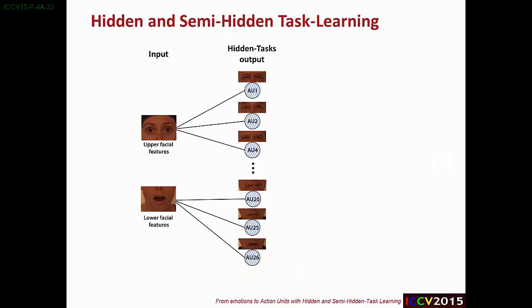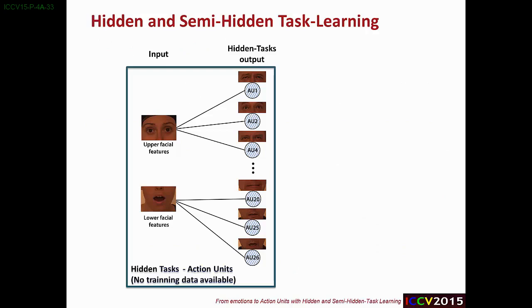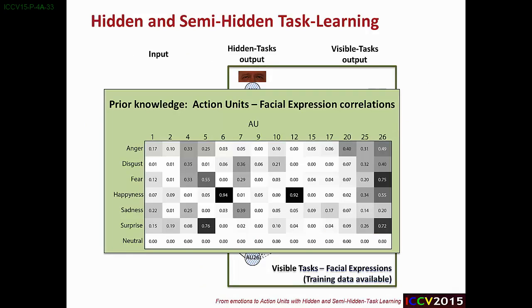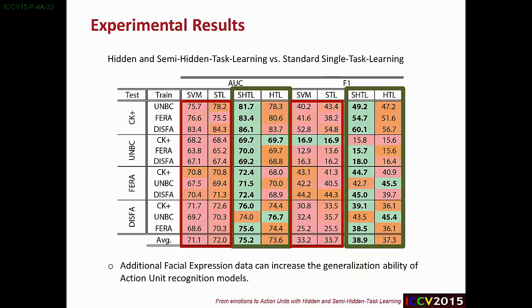These frameworks can be used in problems where we want to learn a set of hidden tasks, for which training data is limited, action units, but training samples are easier to obtain from a set of related visible tasks, facial expressions. To do so, these frameworks exploit prior knowledge about the relation between hidden and visible tasks. Comparing the proposed approaches with traditional single task learning, we show that the use of additional facial expression data can increase the performance of action unit classifiers. You can find more details in the original paper.